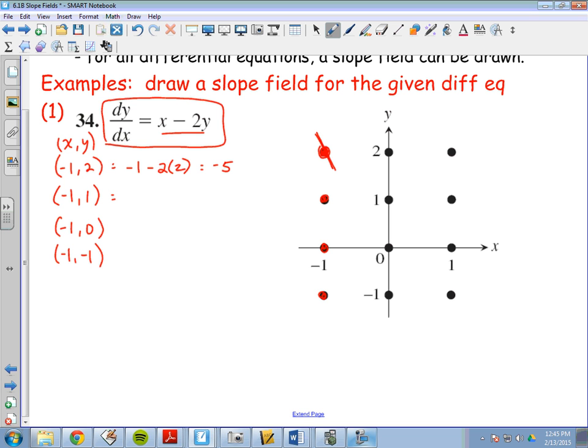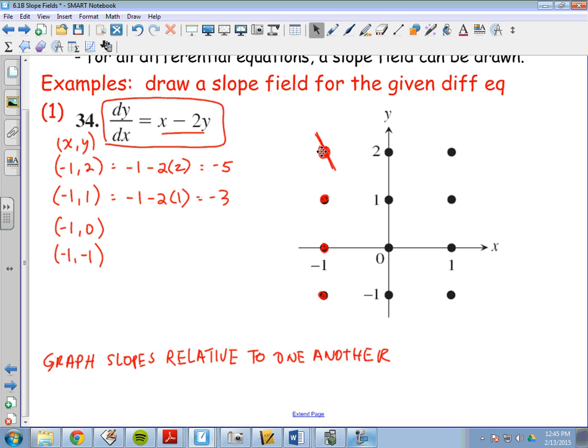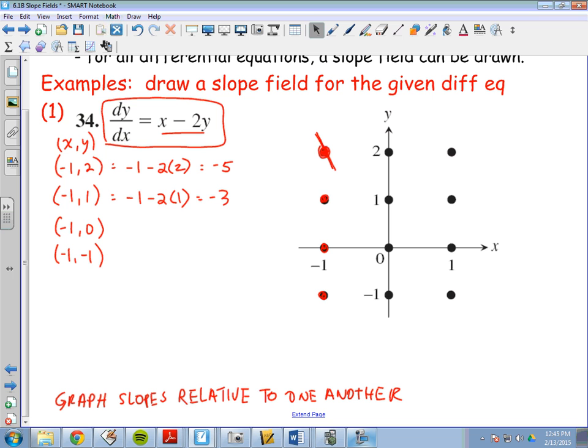Now I'm going to do the next one. (-1, 1): x is -1, y is 1, so the slope is -3. I'm going to graph a slope of -3 at (-1, 1). The key tip is that you graph slopes relative to one another. A slope of -5 has to be more vertical than my next slope, which is -3. I might actually try that one again, maybe a little bit flatter.